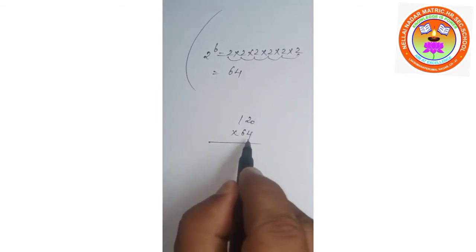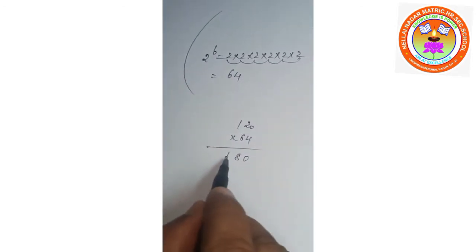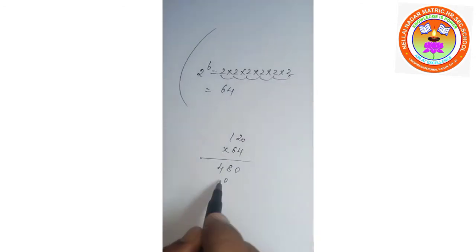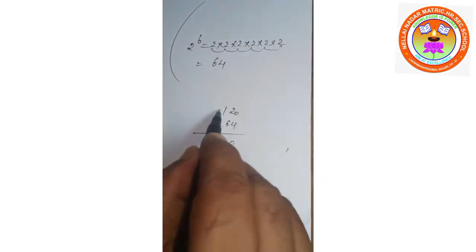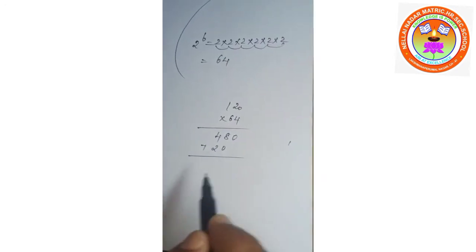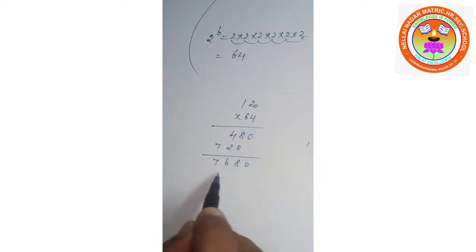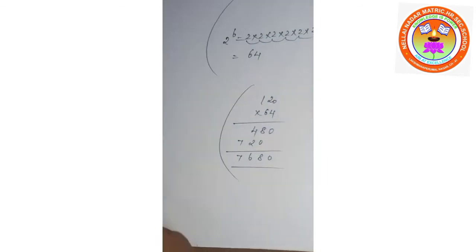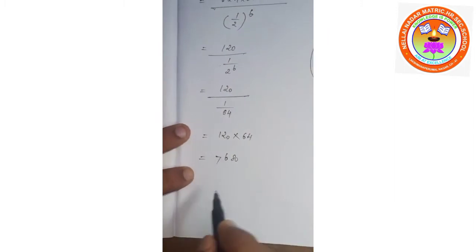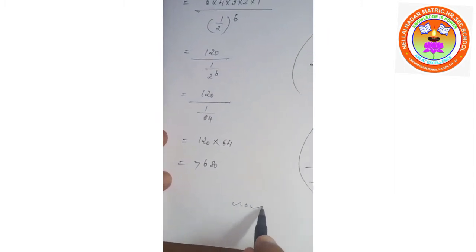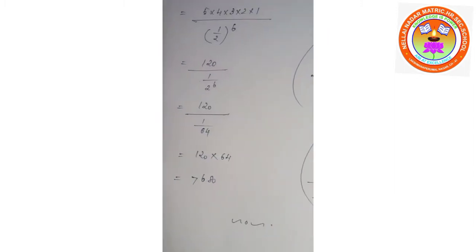4 into 0, 0. 4 2s are 8. 4 1s are 4. 6 into 0, 0. 6 2s are 12, balance 1. 6 1s are 6 plus 1, 7. Add 0, 8, 6, 7. The answer is 7680. Over. So problem number 1 is over. I'll be teaching problem number 2 in the next video.